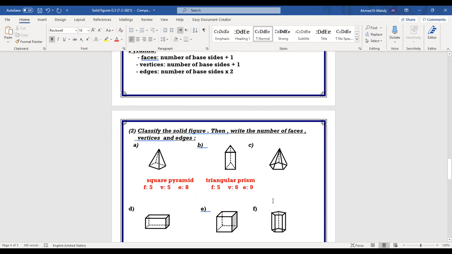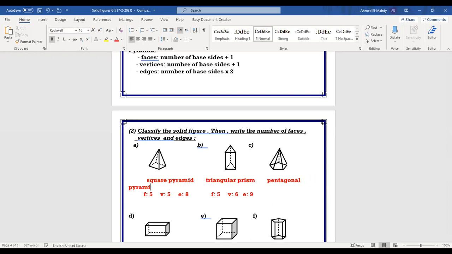Yes, miss. Yes, Aysel. Firstly, pyramid or prism? Pyramid. What is the shape of the base? Pentagon. We have 5 sides. It will be a pentagonal pyramid.